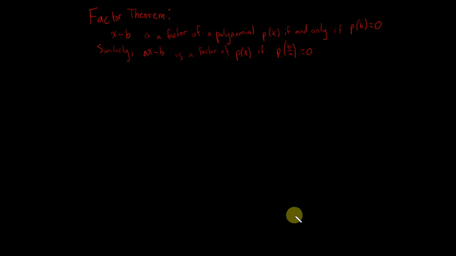So it says that x minus b is a factor of a polynomial function p of x if and only if p of b equals 0. And similarly, ax minus b is a factor of the function p of x if and only if p of b over a equals 0. So let's decode that. It's a lot of random unknown variables, and that makes zero sense to me. So let's use an actual example for this.